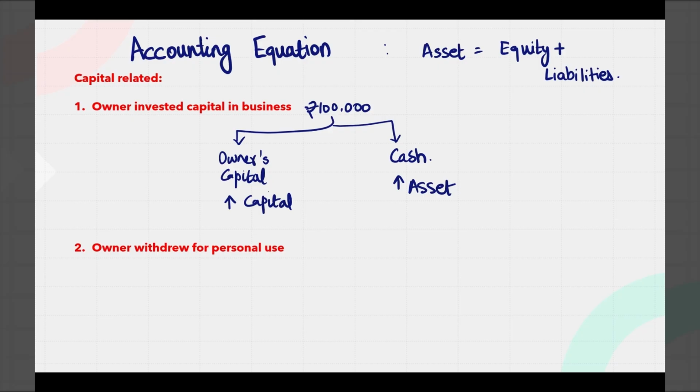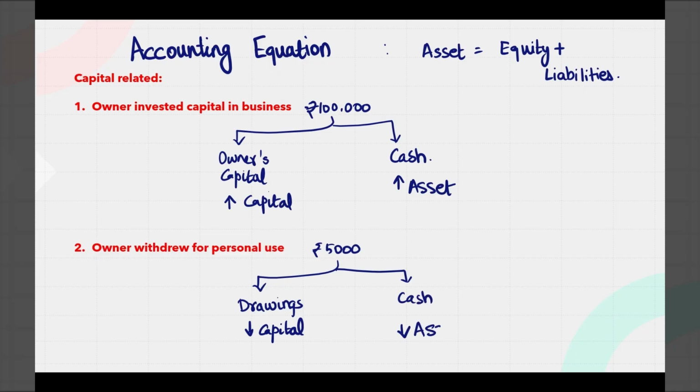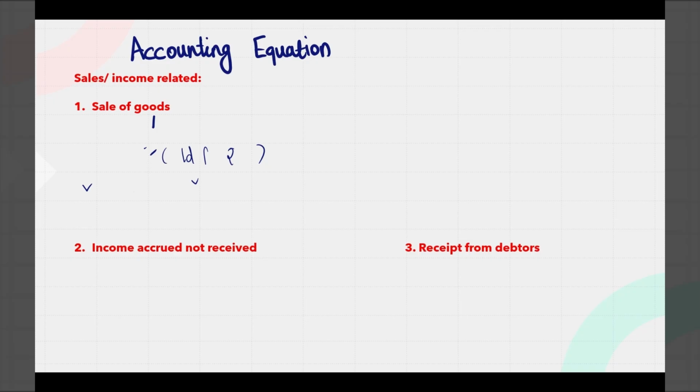Moving on to the next transaction. The owner withdrew for personal use. What is this? When we say withdrew for personal use, it is nothing but drawings. Say rupees 5,000 of drawings is made. Drawings is always a reduction in the capital. So your capital reduces, and the cash is taken out of the business, so cash reduces, and hence assets reduce. Once again, the impact on both sides of the equation is the same, so the accounting equation tallies.